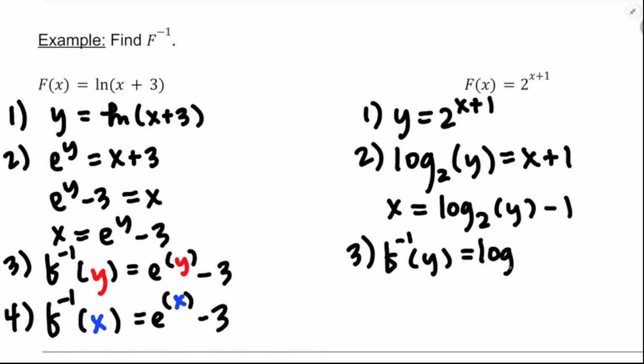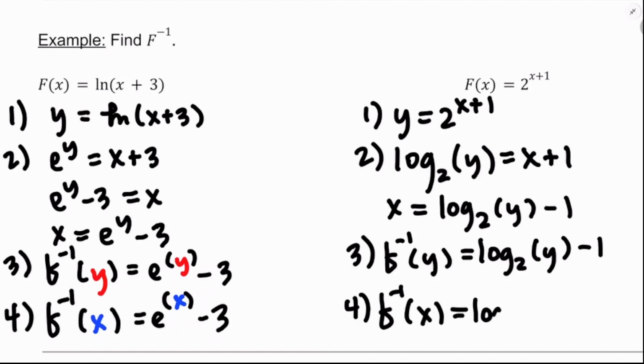That's equal to log base 2 of y, subtract 1. And then step 4, I've got f inverse. It's just an issue of renaming the independent variable. I don't really like talking about input and output here. I did that in class earlier today. Okay, that's meant to be log base 2 of x minus 1.